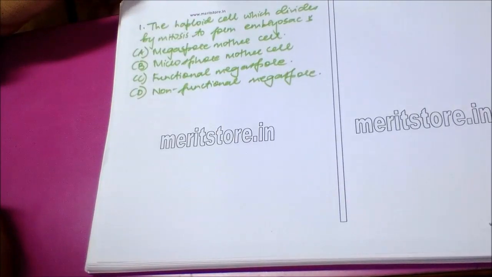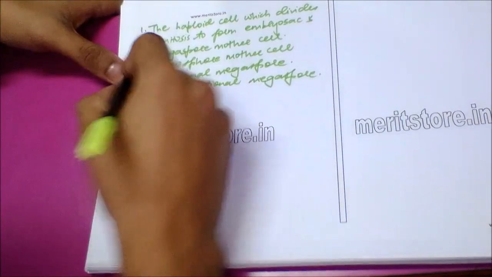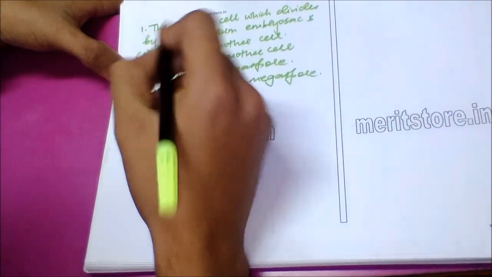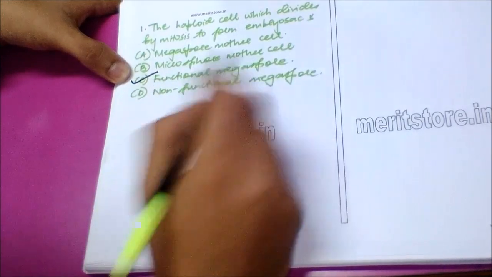Our next question is, the haploid cell which divides by mitosis to form embryo sac is option A, megaspore mother cell, option B, microspore mother cell, option C, functional megaspore, and option D, non-functional megaspore. The answer to this question is quite straightforward, which is option C, which is the functional megaspore.